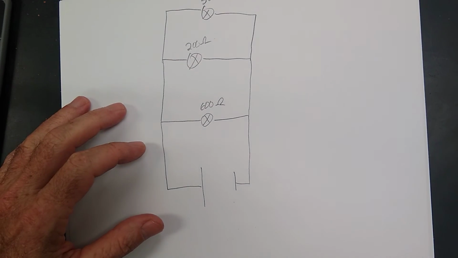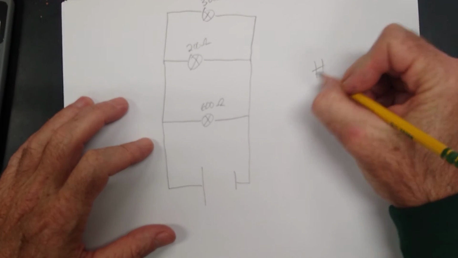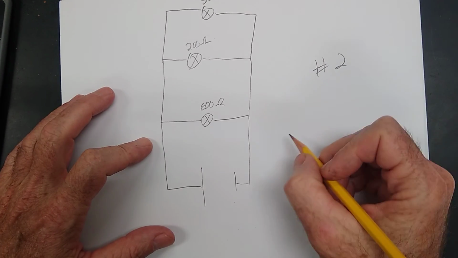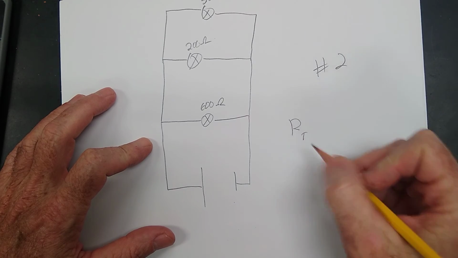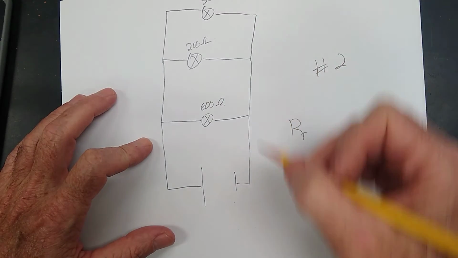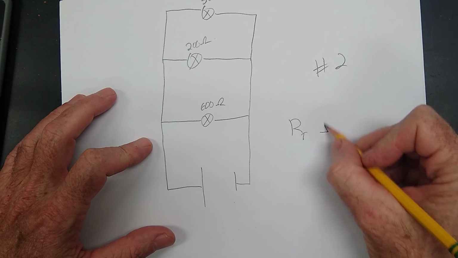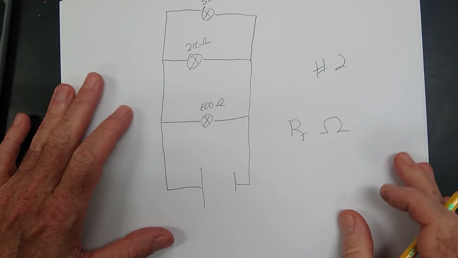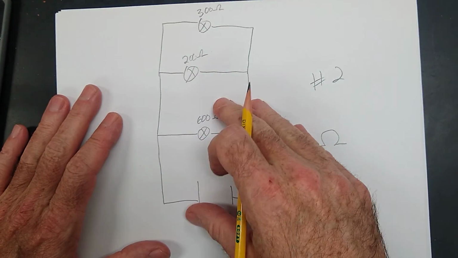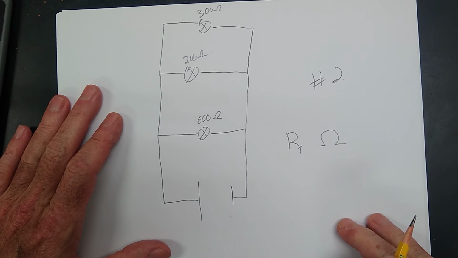Diagram number 2 here is what is the total resistance in this circuit? What is the total ohms of this circuit? Copy this, show me the math, and solve it.